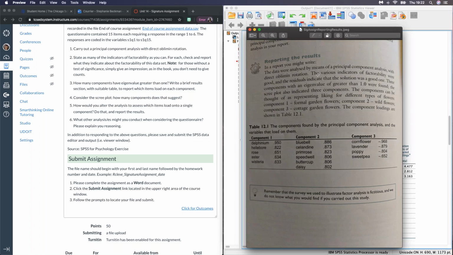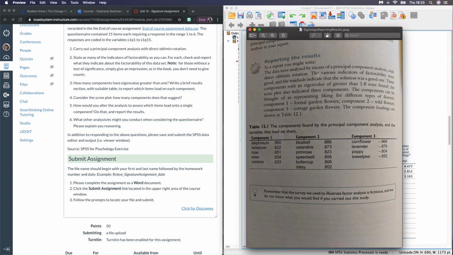Anyway, all right. The data were analyzed by means of principal component analysis with direct Oblimin rotation. The various indicators of factorability were good. So that was those 6 things that we just went through. And the residuals indicate that the solution was a good one.